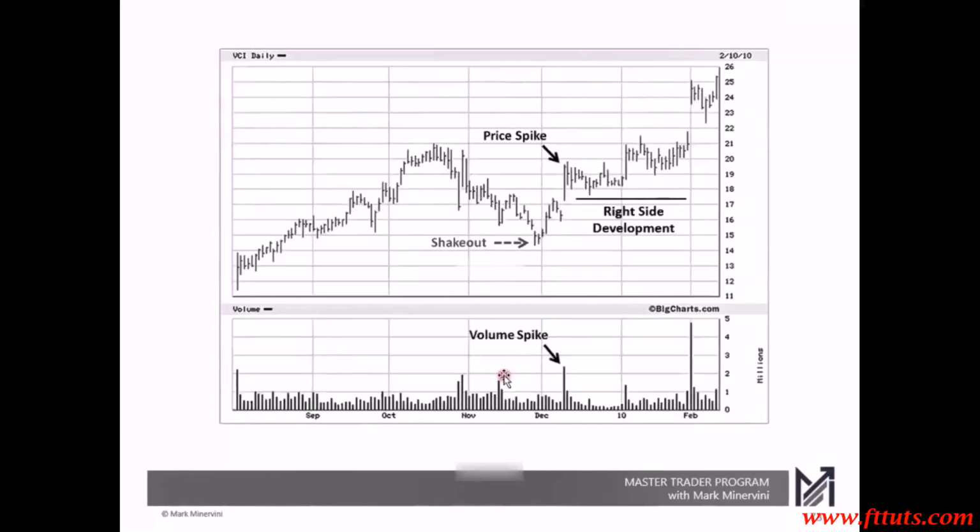You're going to see some type of previous institutional accumulation, some big demand. You can see right here, volume spike, comes up that right side, and then you start getting that right side development, and you start tightening up and setting up for that move.